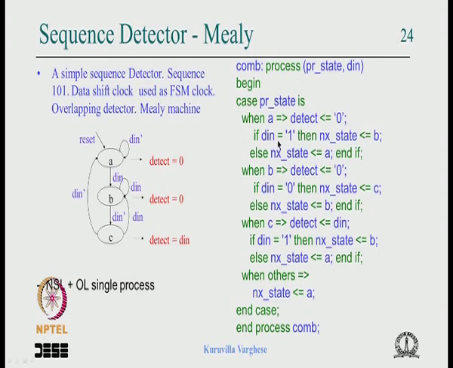And as I said, don't ever say if D in is 1 then next state is B, end if, because an implied latch is there. Come to B, we say detect is 0. If D in is 0, go to C, if D in is 0, next state is C, else next state is B, remain there.